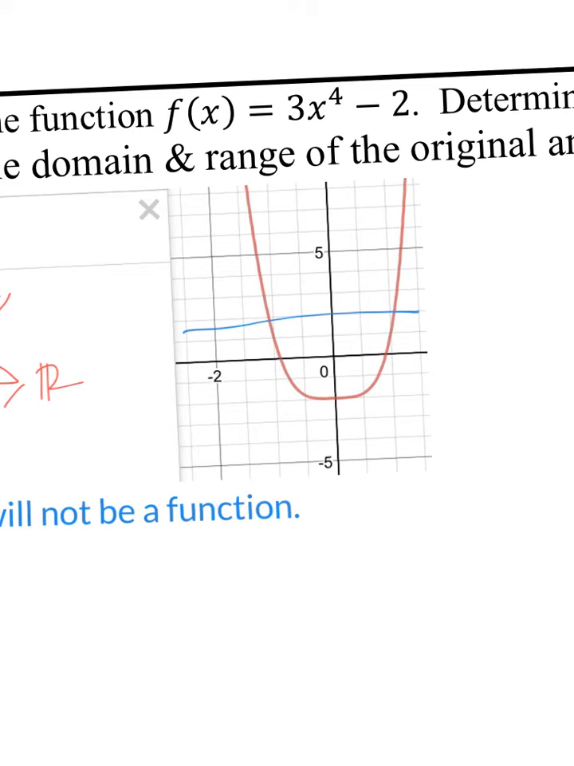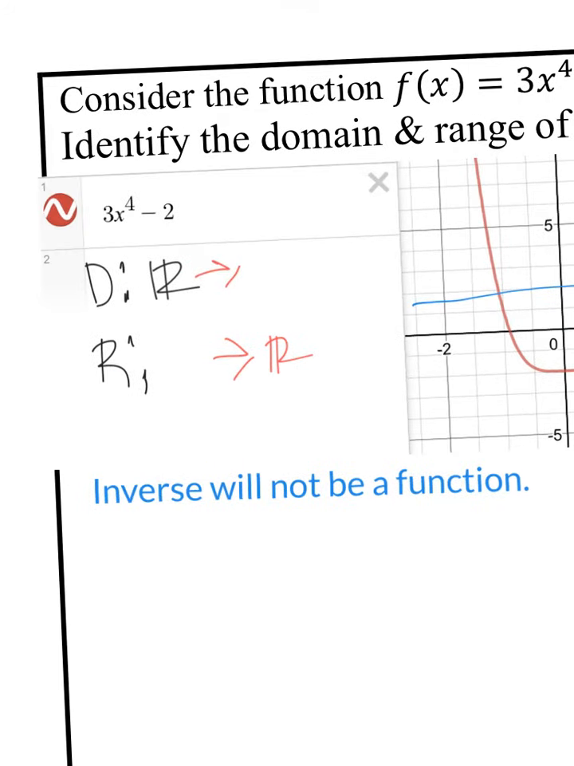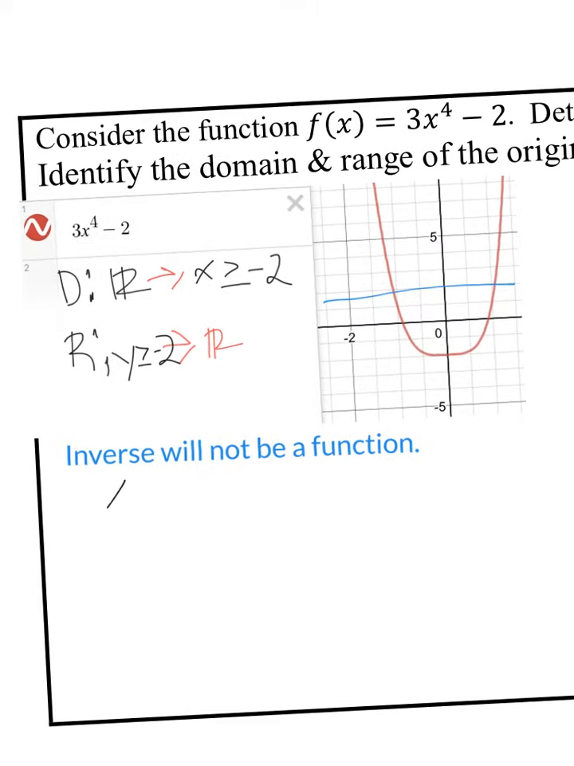So let's see the range on the old one. The lowest point here is -2. Makes sense. It shifted down 2. And then it's going up forever. So I'm going to say y is greater than or equal to -2. Alright? So that means my domain is going to be x is greater than or equal to -2. Okay? So the last thing to do here is to calculate the inverse of 3x to the fourth minus 2.